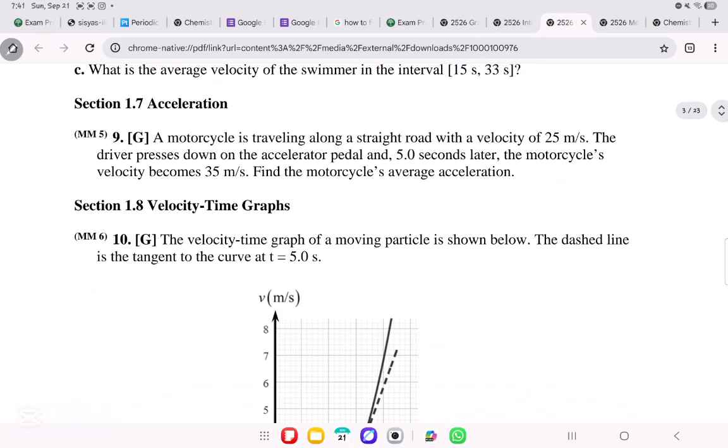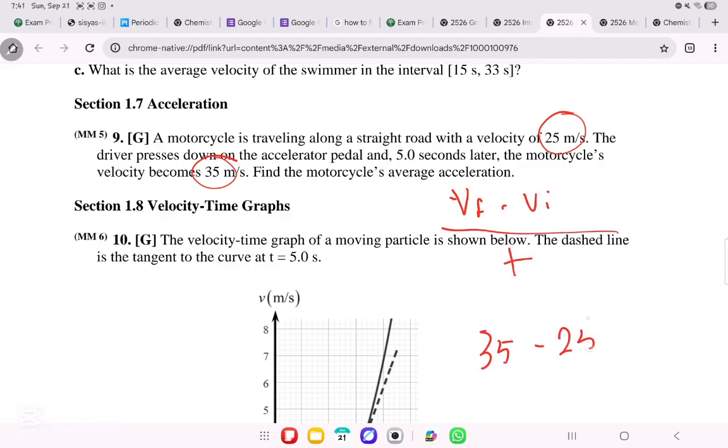Now the last question. A motorcycle is traveling along a straight road with a velocity of 25 meters per second. The driver presses down on the accelerator and 5 seconds later he's at 35. What's the average acceleration? It's going to be velocity final minus velocity initial over the time. So it's going to be 35 minus 25 over the total time, which was 5. So it's going to be 2 meters per second squared.